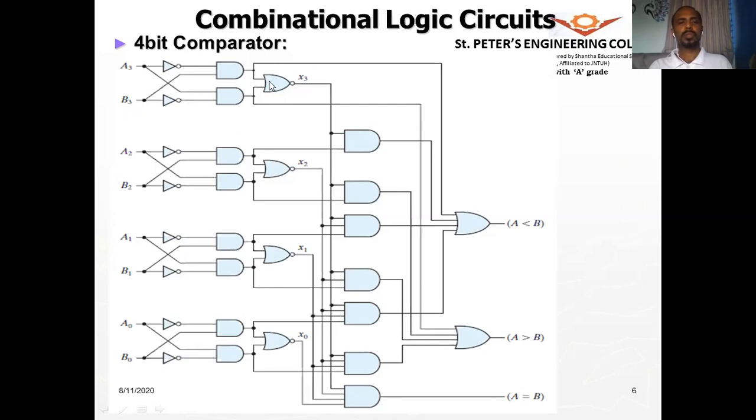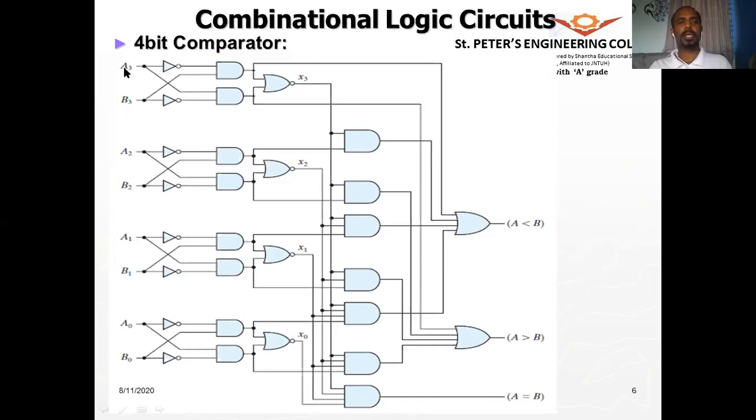This complete block is the XNOR operation. The XNOR operation is performed here, and we see that this is the equality condition. Suppose, let us say, A3 is 1 and B3 is 1. If A3 and B3 both are 1, what will be the output here?